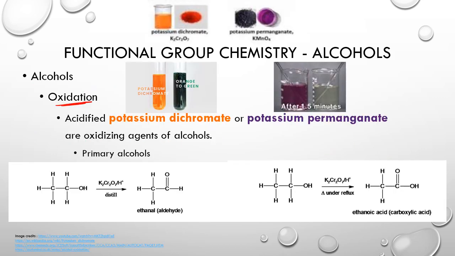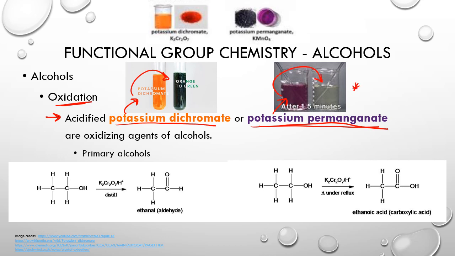So we can oxidize, steal electrons and protons away from alcohols, by using one of 2 different reagents. We can use acidified potassium dichromate or acidified potassium permanganate. Potassium dichromate starts orange. Once it oxidizes the alcohol, it turns green, which is pretty cool. Potassium permanganate starts purple. Once it oxidizes the alcohol, it's going to be colorless.